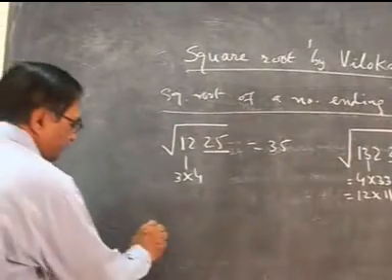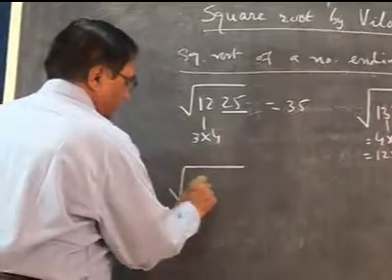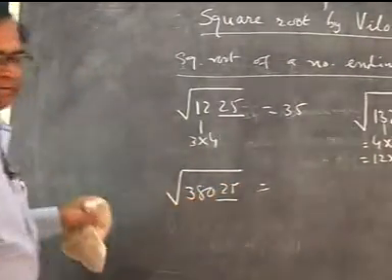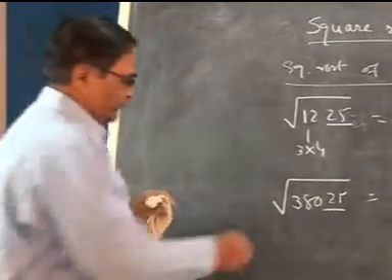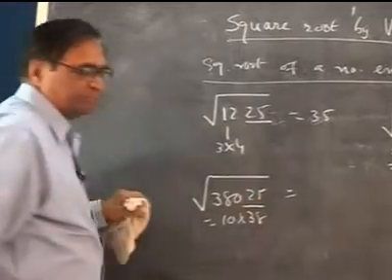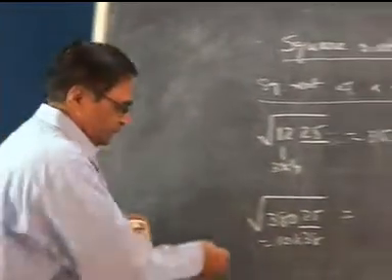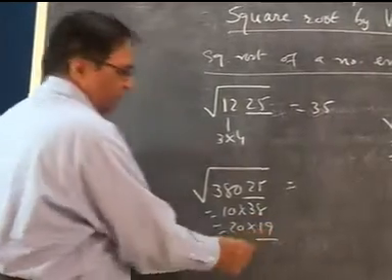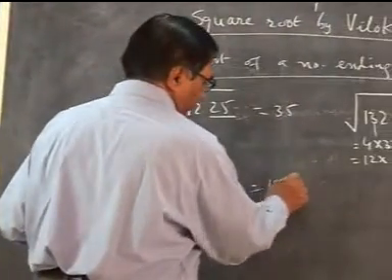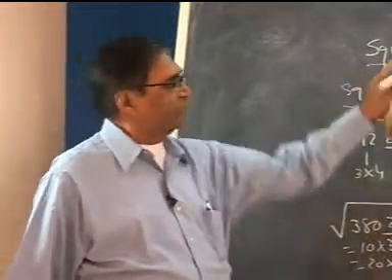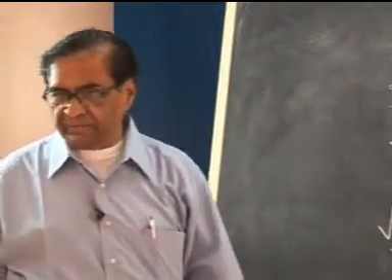You can say under root 380.25. Reject 25. This is nothing but 10 into 38. Take 2 from here, 20 into 19. They are consecutive. So it is 195. The square root is 195. So to find out the square root, it is very simple.